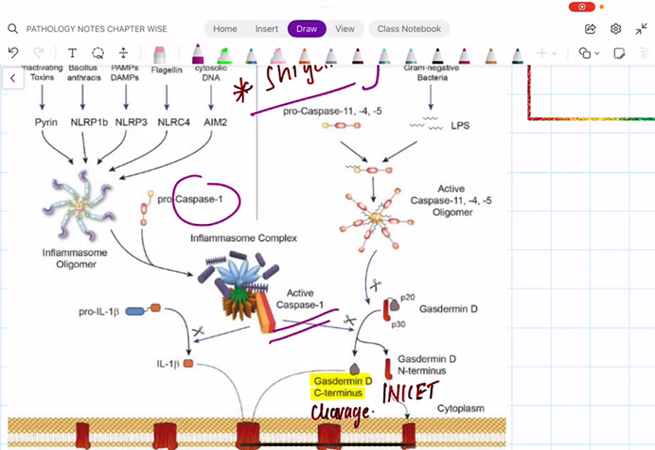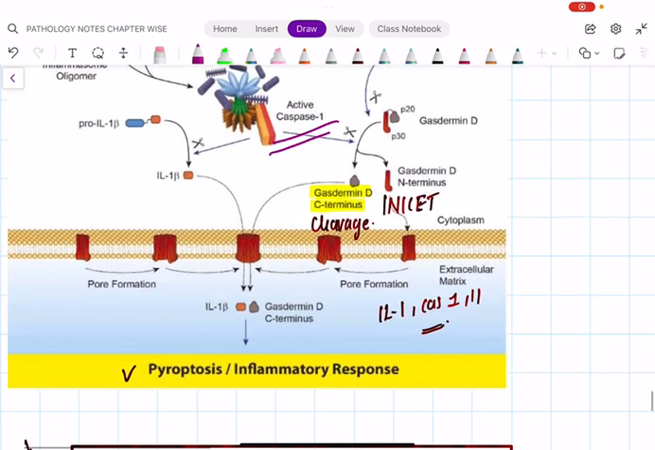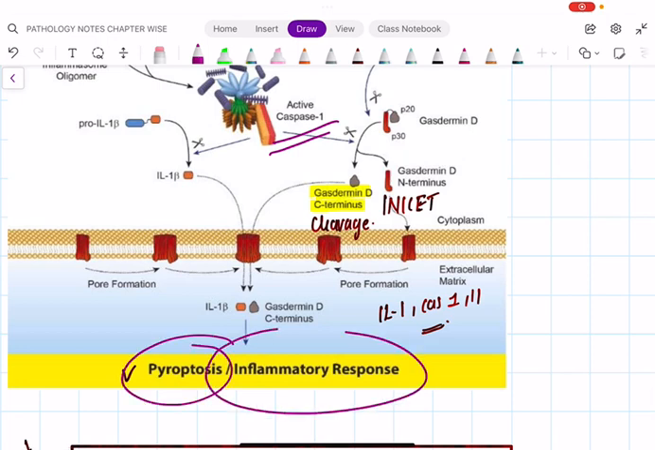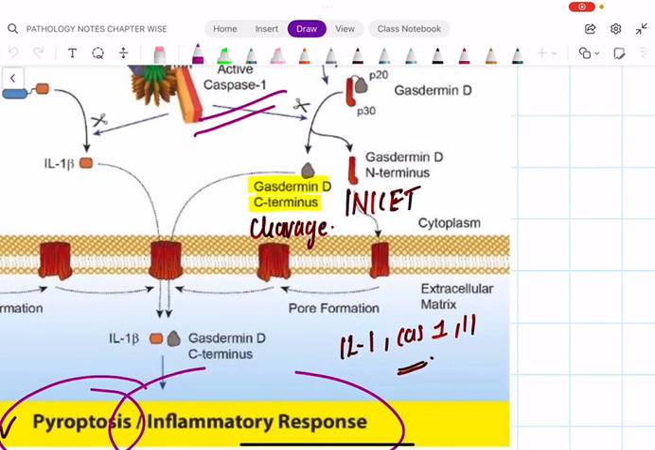Finally, with caspase 11, caspase 1, and interleukin 11, pyroptosis or some inflammatory response will happen. Here inflammation is present. Let us discuss inflammasome in more detail in the inflammation chapter. Here comes a question that has been asked in AIIMS PG. Nobody will predict it and it is not mentioned in books, but they have asked this question.